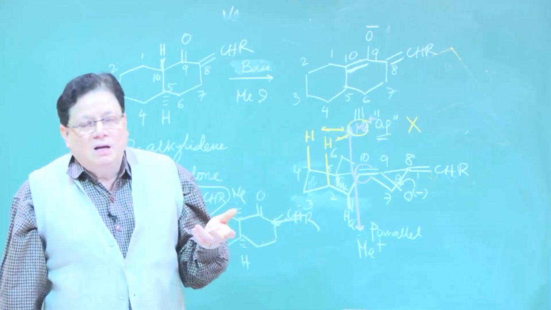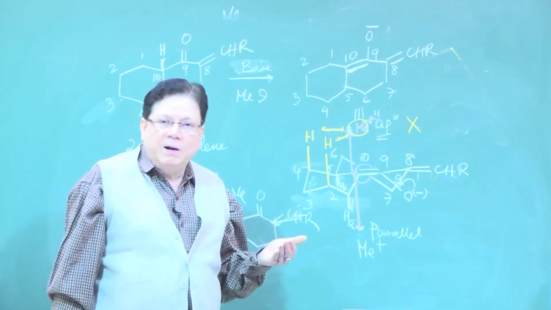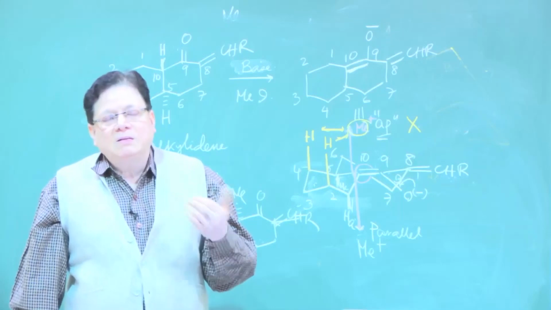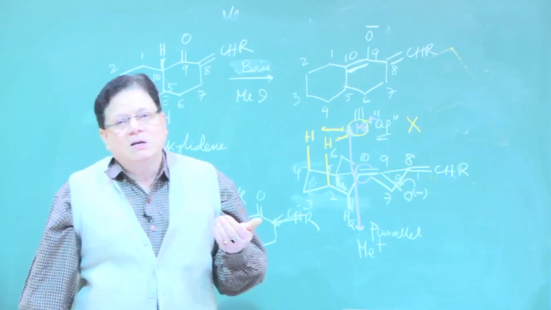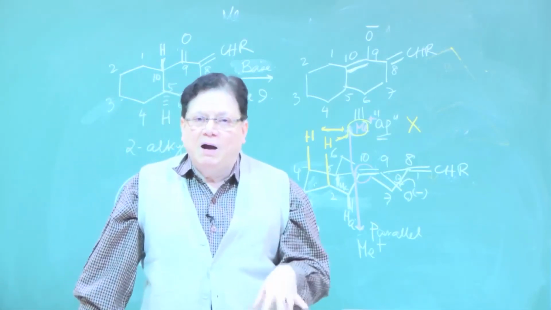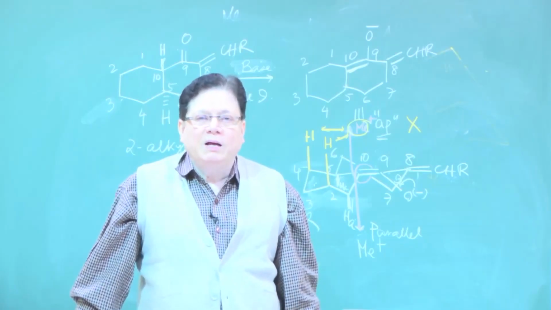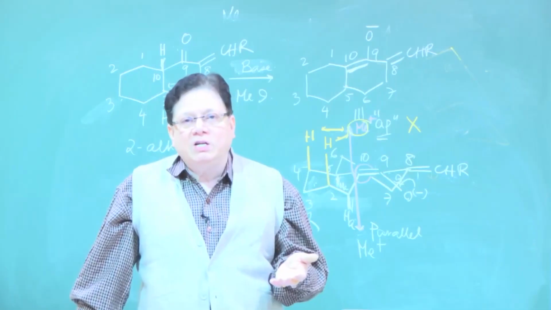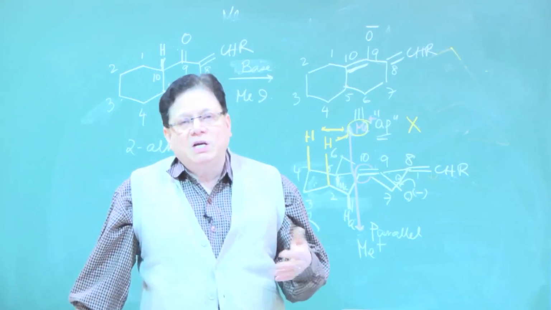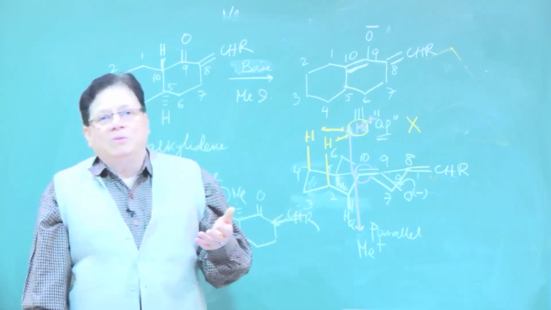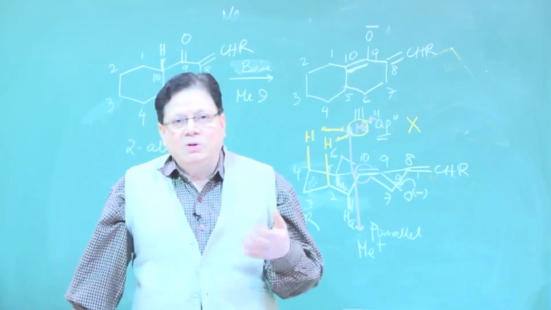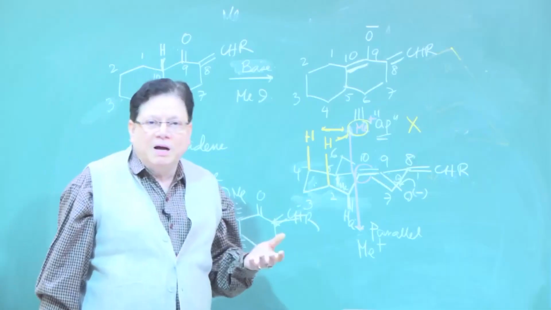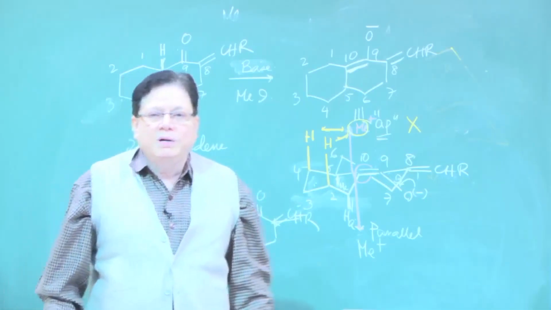Based on that, we decide parallel or antiparallel, and you have to remember that antiparallel attack may suffer from 1,3 diaxial interaction, and if that happens, then parallel attack will predominate. Okay. This also tells you what will be the ultimate orientation, alpha or beta, of the substituent that is entering into the system, either the electrophile, the bromine, or the methyl, or any other alkyl group.